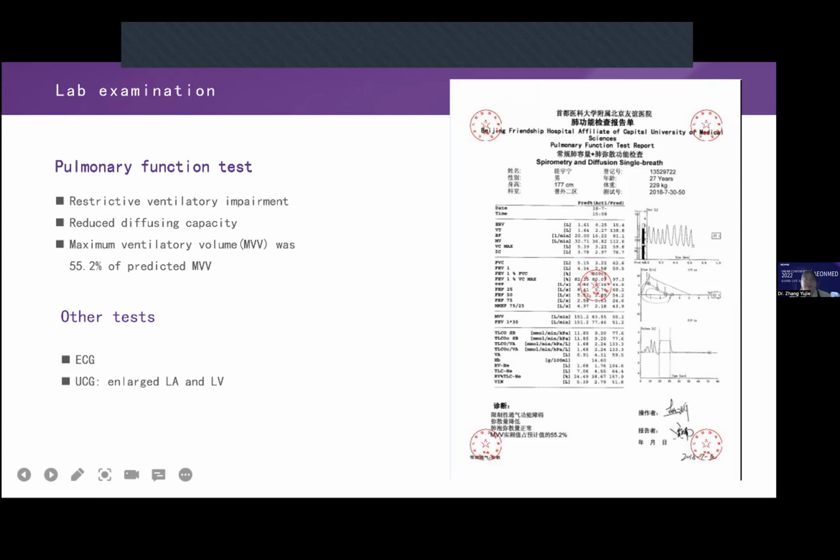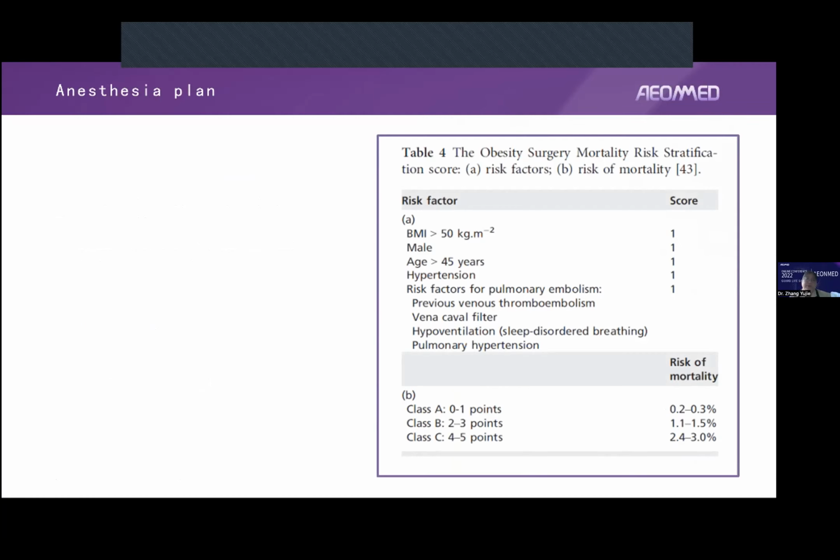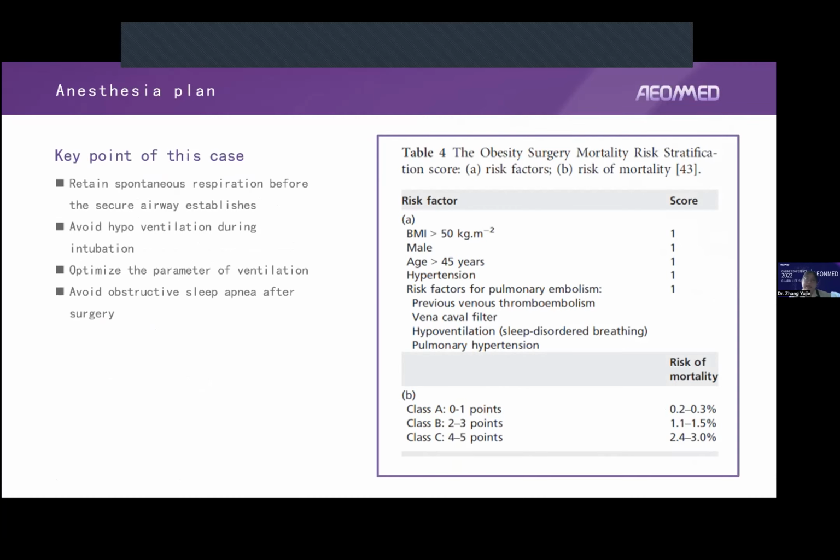Okay, so what's our anesthesia plan? The key point of this case is how to retain the spontaneous respiration before we can secure the airway, and how to avoid hyperventilation during the intubation. The third one is how to optimize the ventilation parameters for this extremely obese patient, and how to avoid obstructive sleep apnea after the surgery.